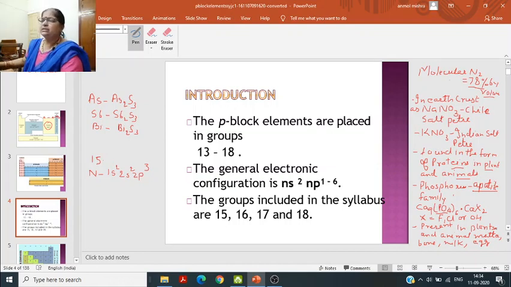The rest, the three more elements of this group, are present in the form of sulfides: arsenic, arsenic sulfide; antimony, antimony sulfide; bismuth, bismuth sulfide. So these are the occurrences of group 15.